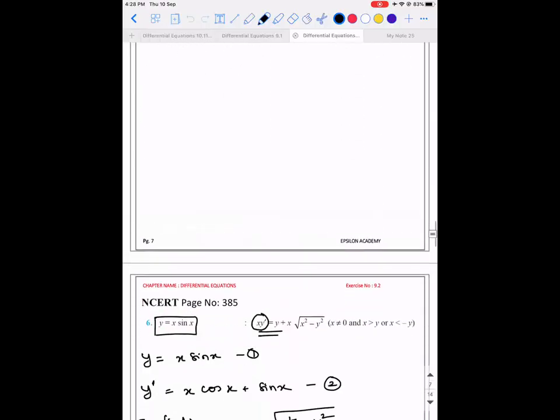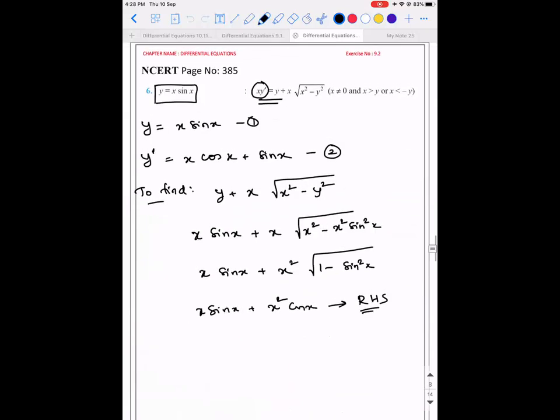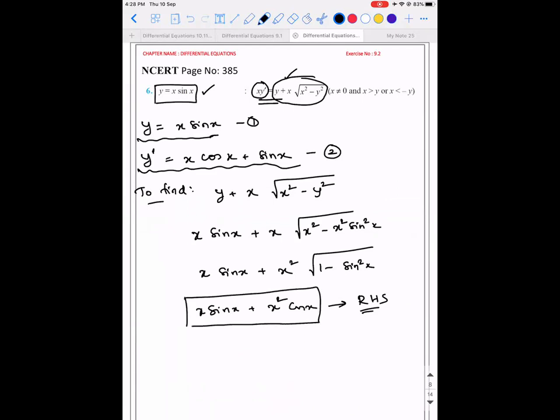Now see, the sixth one is y is equal to x sin x, and xy dash is equal to y plus x into root of x square minus y square. So when you take y is equal to x sin x, let that be equation number 1. y dash will be x cos x plus sin x when you differentiate it. So what I did is I took the RHS. For RHS, when we find y plus x into root of x square minus y square, it came out as x into sin x plus x square cos x.